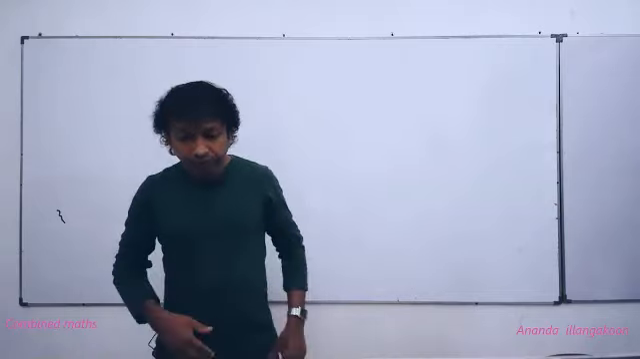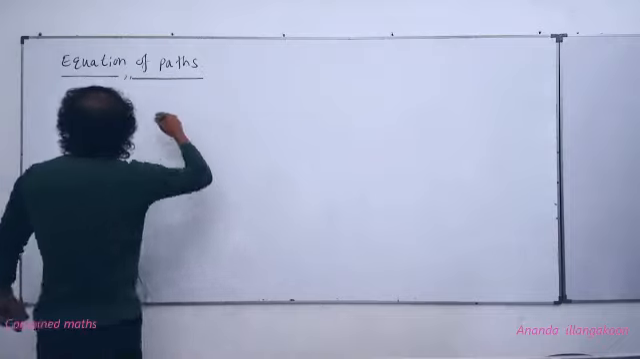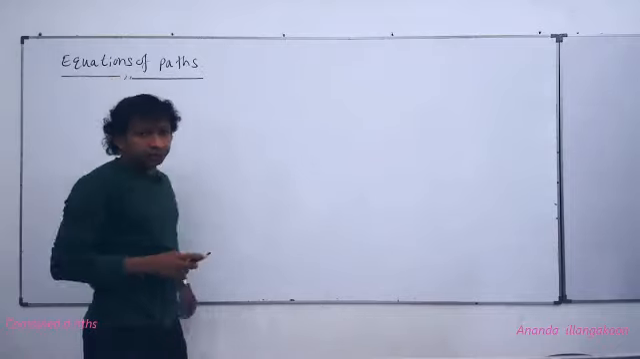Okay, now today we come to the next one. The next part is equation of paths. In this case, we're supposed to discuss three paths: straight line, circle, and perpendicular bisector of a line. Okay, right. Now write the today heading as equation of paths. Equations of paths, right? Okay.